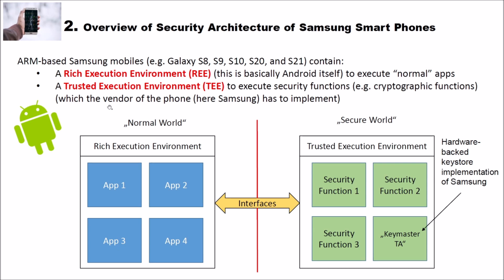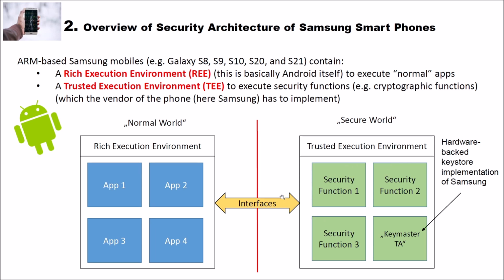So we have our normal world, here we have our rich execution environment, and we have our normal apps like a calendar or a chat application and so on. So we have our apps here on the left side. Then we have the secure world here on the right side, which is secured by the trusted execution environment. We have security functions here, 1, 2, 3.